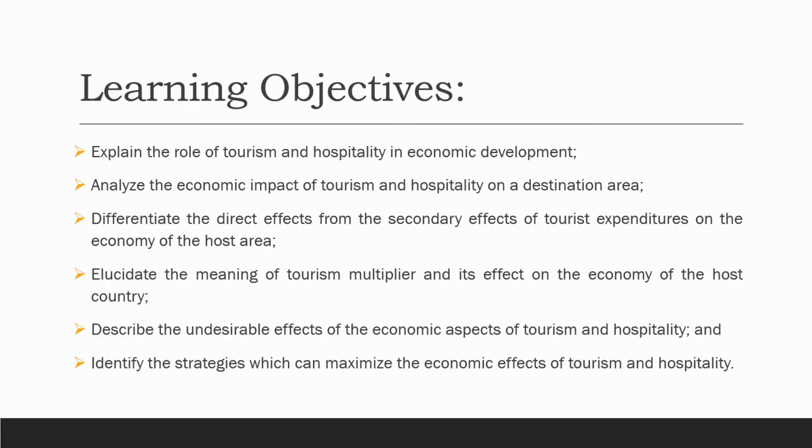At the end of this lesson, you should be able to explain the role of tourism and hospitality in economic development. Analyze the economic impact of tourism and hospitality on a destination area. Differentiate the direct effects from the secondary effects of tourist expenditures on the economy of the host area. Elucidate the meaning of tourism multiplier and its effect on the economy of the host country. Describe the undesirable effects of the economic aspects of tourism and hospitality, and identify the strategies which can maximize the economic effects of tourism and hospitality.